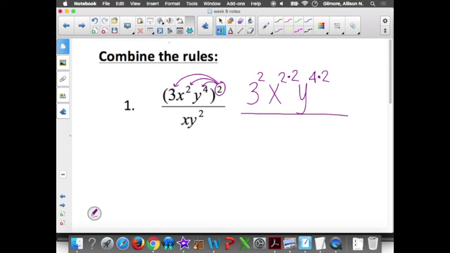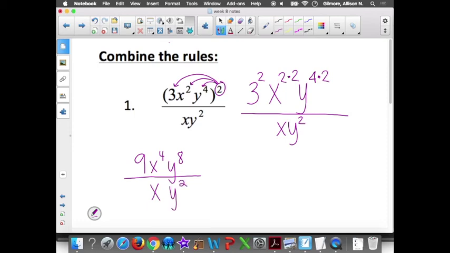Our denominator, we're just going to rewrite x, y squared. Let's evaluate these. We have in our numerator 3 squared, which is 9. We have x to the 2 times 2, so x to the 4th. And we have y to the 4 times 2. 4 times 2 is 8, so y to the 8th over x, y squared.